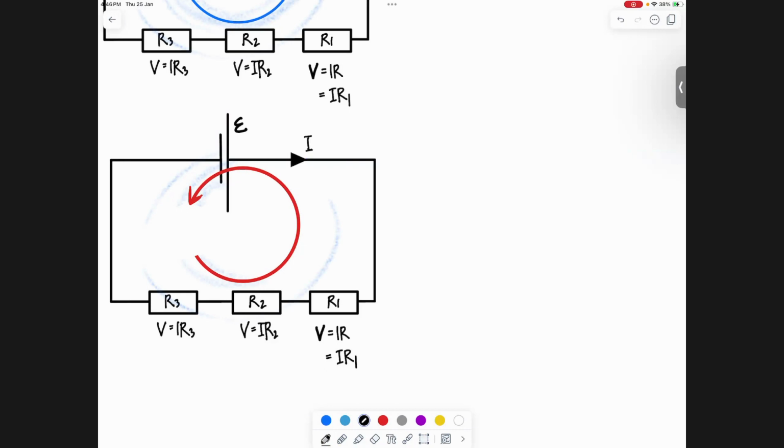As I walk through this loop, do I meet an EMF on my way? Yes, right. But I'm walking this way. Is the EMF providing energy in the direction I'm walking or against me? Against me. Am I not going against the flow of the natural setup? So would my EMF be a positive value or a negative value? Again, sum of EMF is equal to sum of PD, but this time the EMF is going to be minus E.